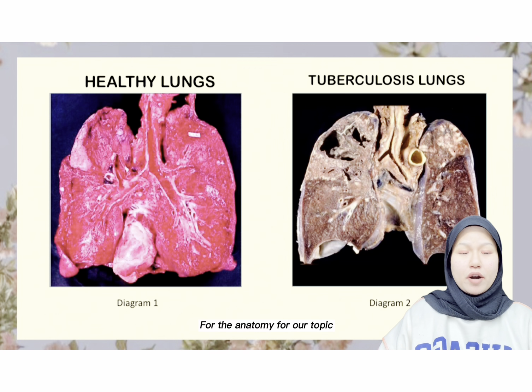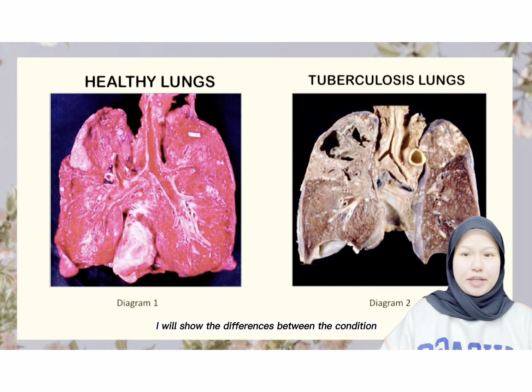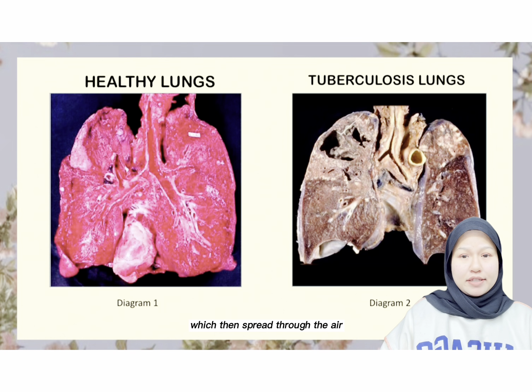For the anatomy of our topic, which is tuberculosis, I will show the differences between the condition of healthy lungs and the condition of tuberculosis lungs based on diagram 1 and diagram 2. So, based on my research and observation, the lungs of the tuberculosis patient became black. The infection destroys the patient's lung tissue, causing them to cough up the bacteria, which then spread through the air and be inhaled by others. The mechanism behind this lung damage is poorly understood.